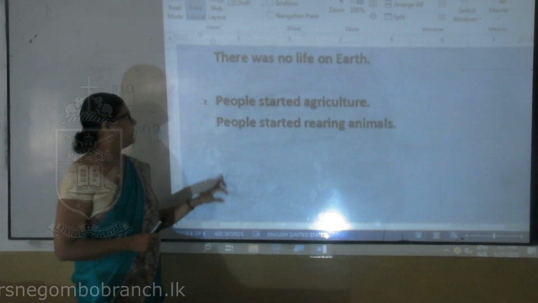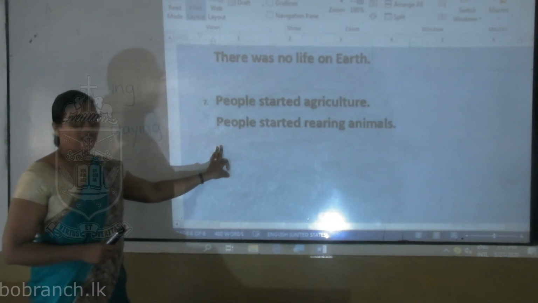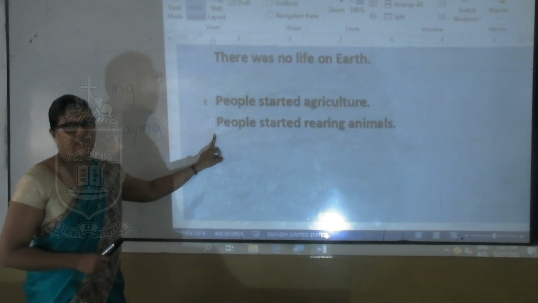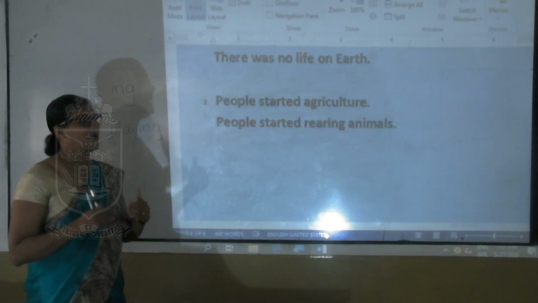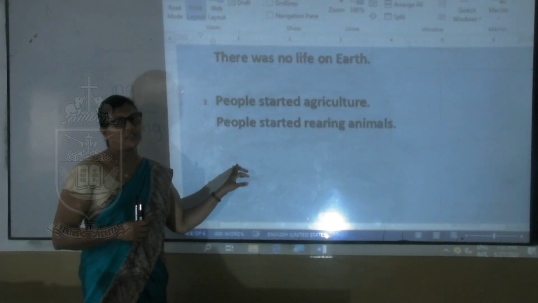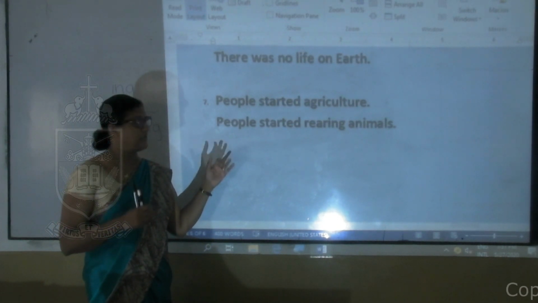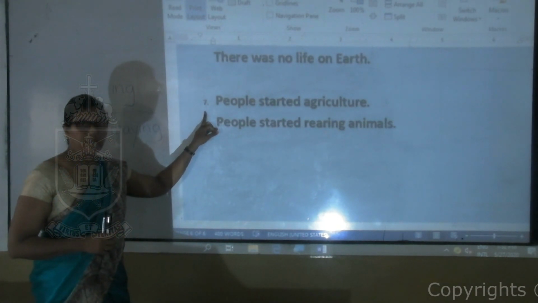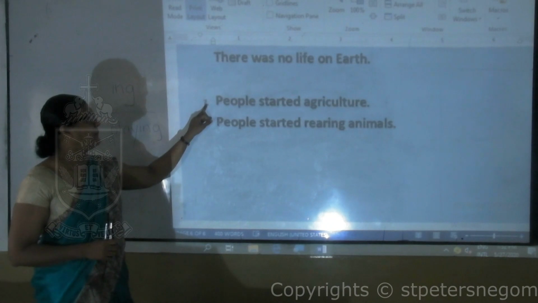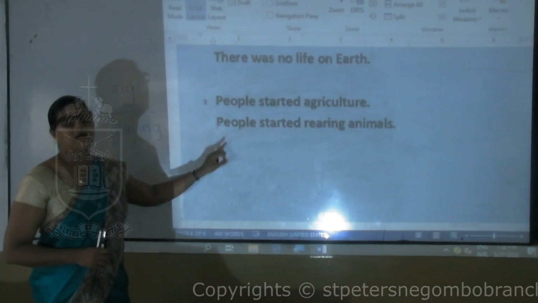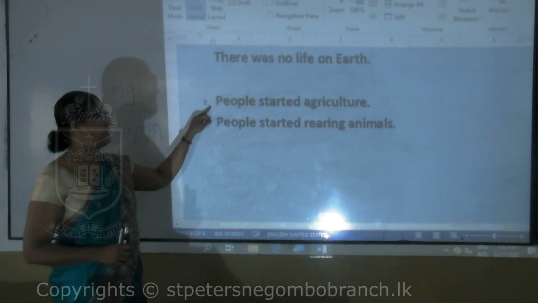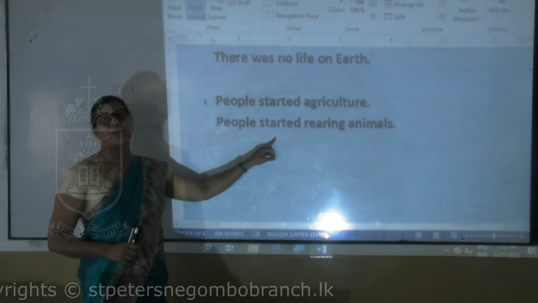The last one. People started agriculture. People started rearing animals. Here, the two ideas are matching. The two sentences are going with each other. So we can use the conjunction and to combine these two sentences. People started agriculture and started rearing animals. No need to repeat people.